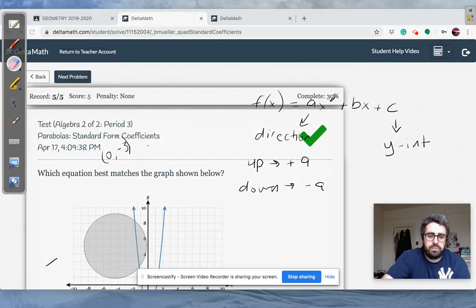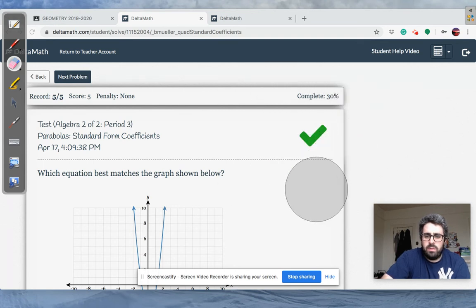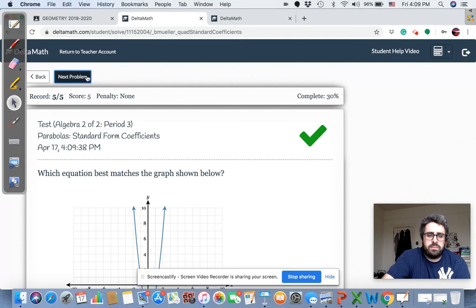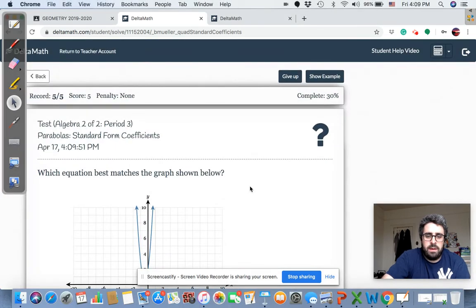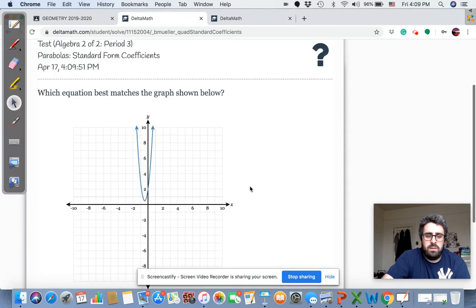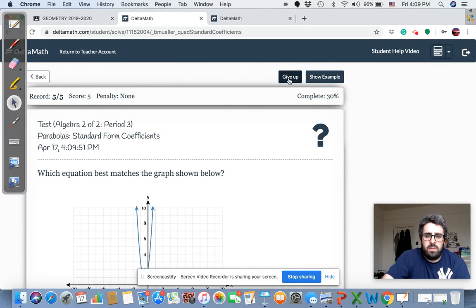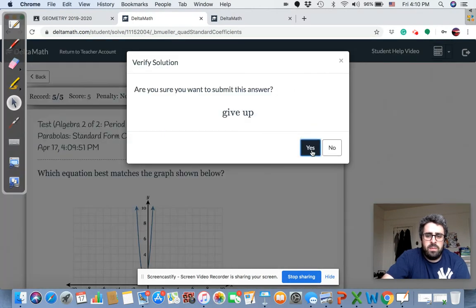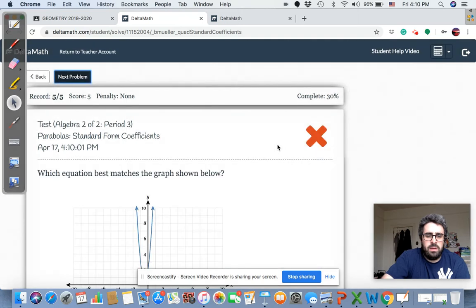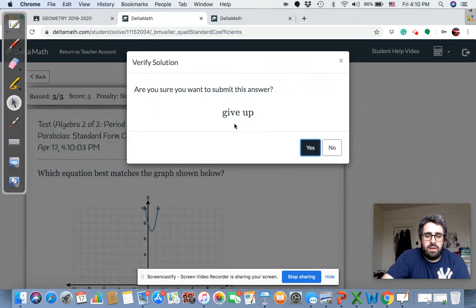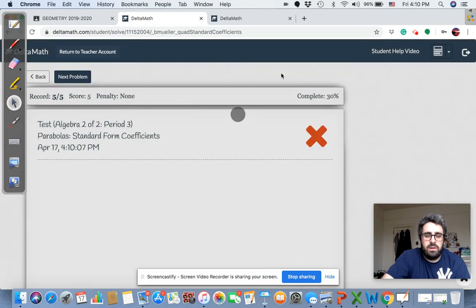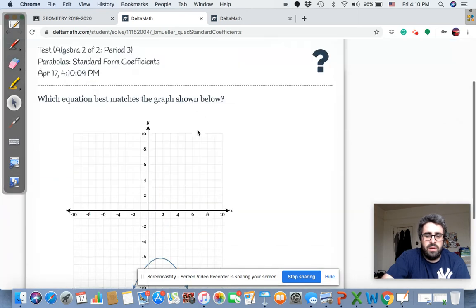So now let's look at another problem. Let's look at one more together. Maybe one that opens downwards. Let's try one more. Here we go.